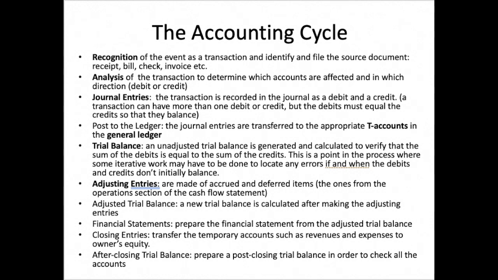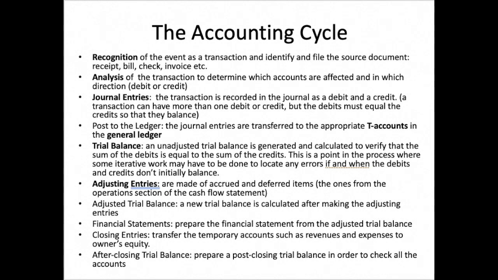So then you post those transactions, those entries to the ledger. Journal entries are transferred to the appropriate, what we call T accounts in the general ledger. They call them a T account because that line in the middle of the T, the vertical line, splits the debits from the credits. And every transaction it's like a little mini balance sheet. They balance the debits and credits.